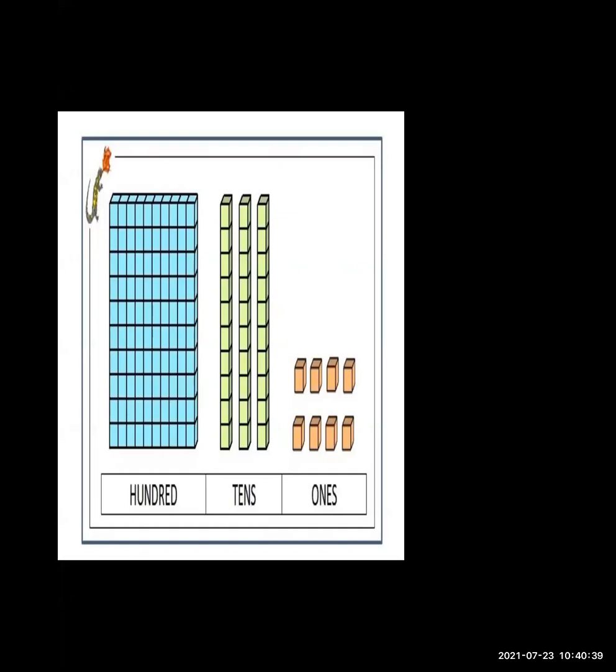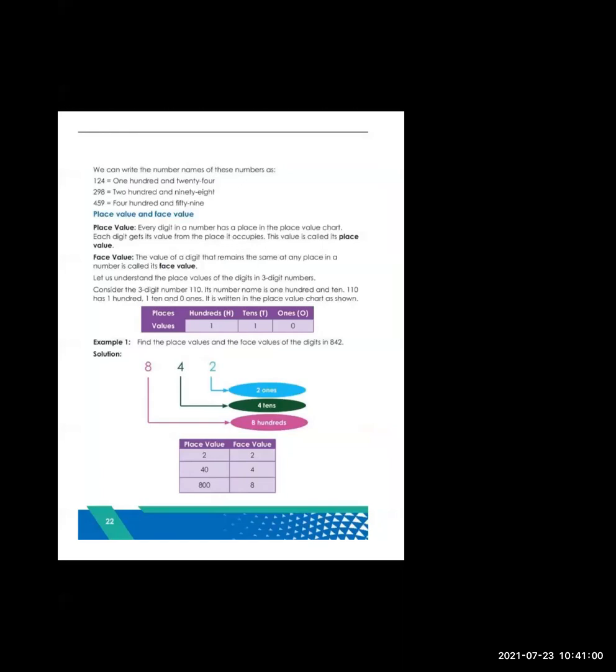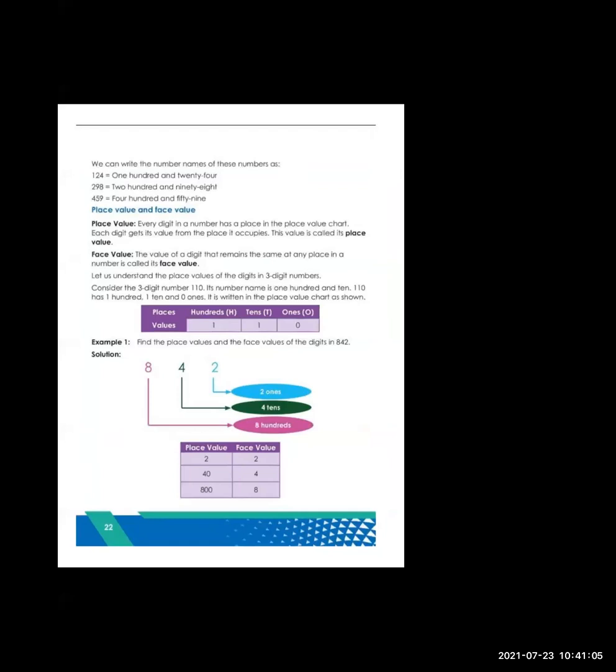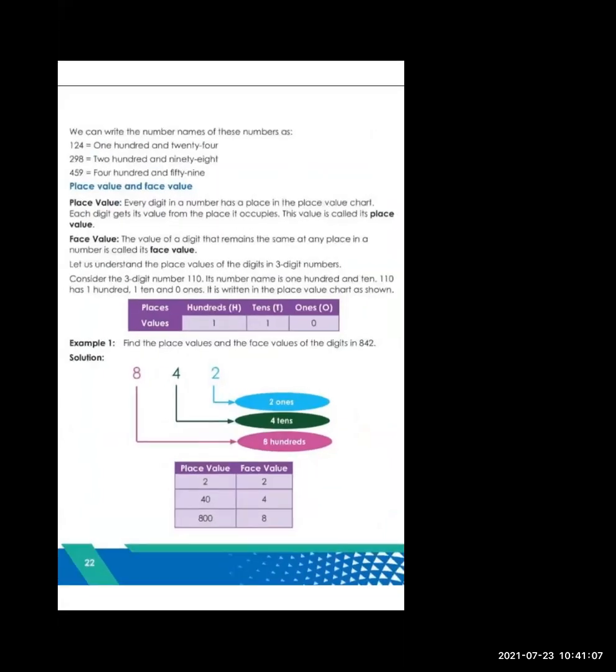Students, in the previous lecture, we already saw the hundreds, tens and ones. These are 3-digit numbers. Whichever number comes in the hundreds place, we can call it hundreds. Whichever is in the tens place, we can call it tens. Correct. So now we are going to see the place value and the face value of the number.